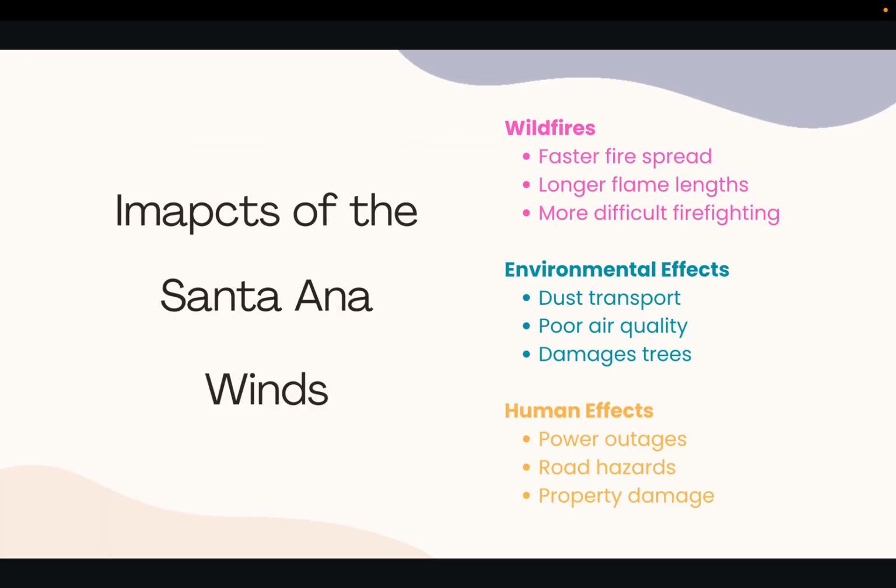Okay, so just to wrap up today's video, we're going to look at some impacts of the Santa Ana winds. I would say from what I found, the biggest one is wildfires. These winds bring an overall faster fire spread, longer flame lengths, and just a really difficult time for firefighters to stop them in a quick amount of time. In terms of environmental effects, dust is transported a lot more and a lot faster. There's an overall poorer air quality and really big damage to trees. For human effects, all these above affect us, but this results in power outages, road hazards, and property damage.